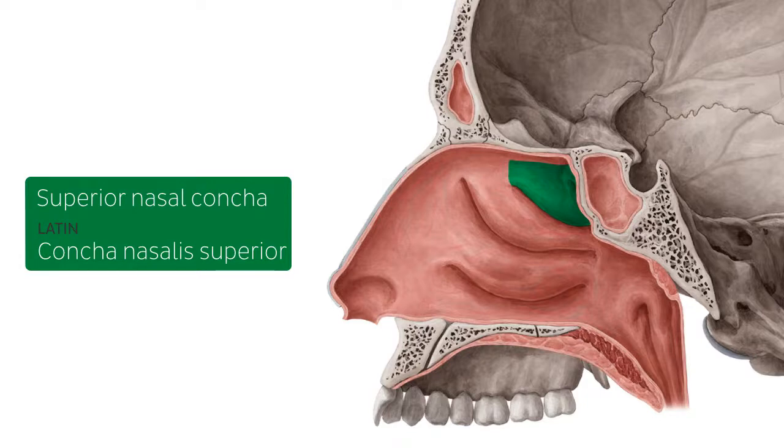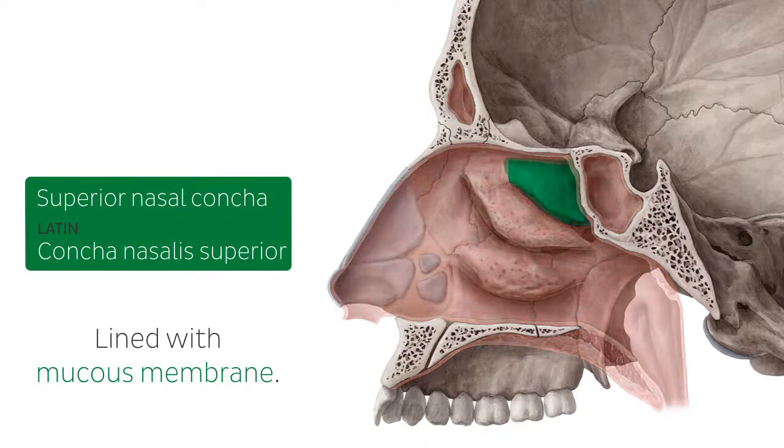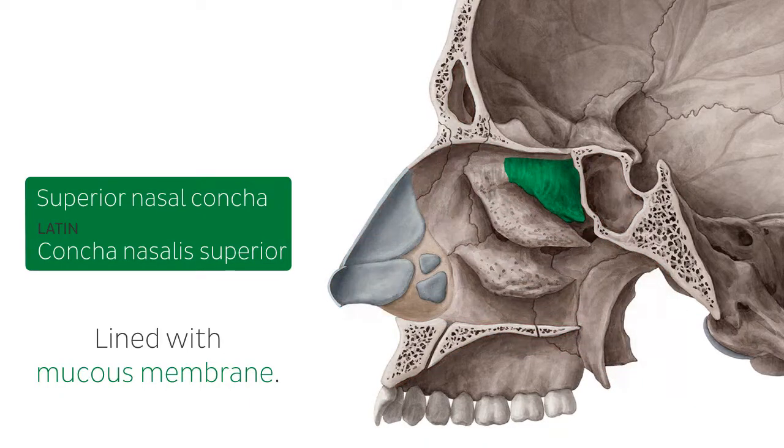Remember, all of the conchae are lined with mucous membrane. We can see the superior nasal concha covered in its mucous membrane here. The superior nasal concha arises from the perpendicular plate of the ethmoid bone. This bony shelf is situated above the middle nasal concha and the superior nasal meatus, and below the sphenoethmoidal recess.